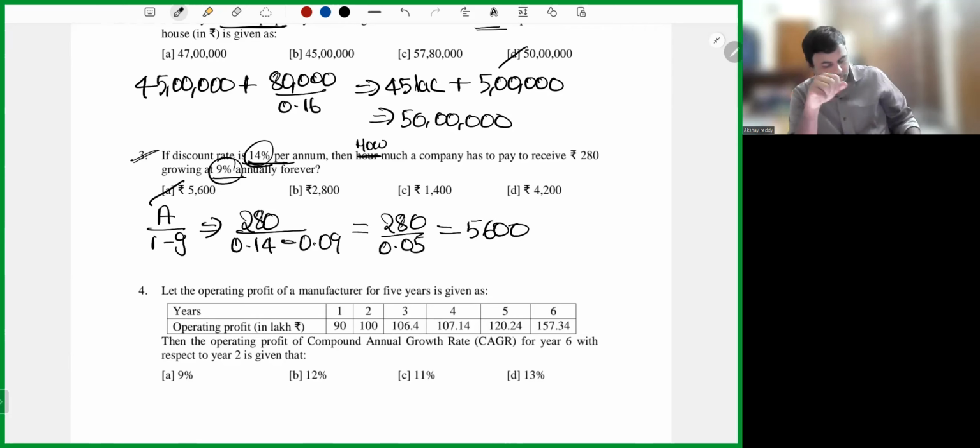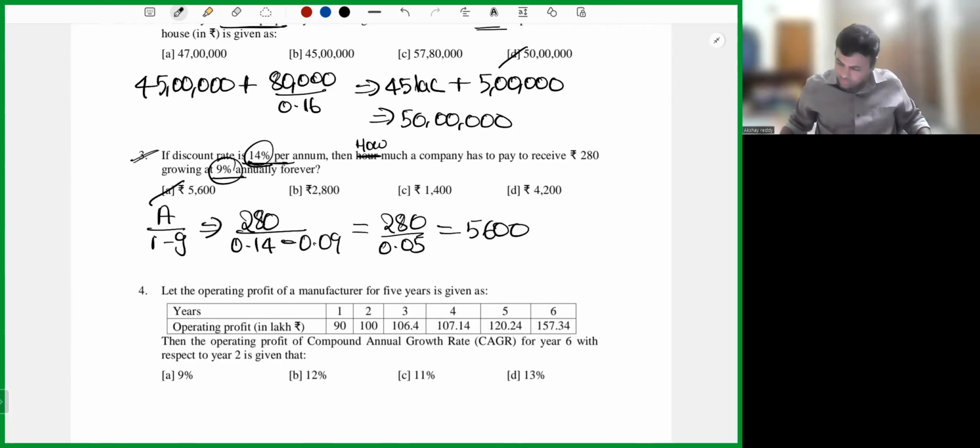5,600. So I hope the concept of perpetuity is clear, my dear friends. Yes, sir, the concept of perpetuity is clear. There is nothing much difficulty. Without growth, the formula is A divided by I. Every year, how much you will receive divided by I. With growth, every year, how much you will receive divided by I minus G. Simple formula. There's nothing much difficulty in this.